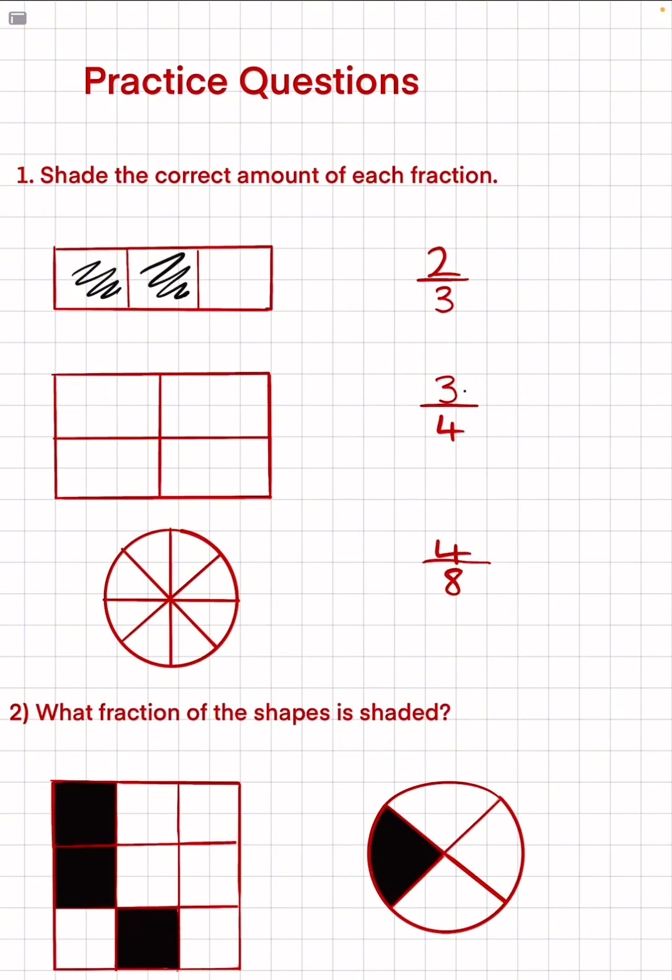This next fraction, we've got 4 parts, 1, 2, 3, 4. And out of the 4 parts, 3 are shaded. So you can shade any 3 parts. This next fraction, we've got 8 parts, 1, 2, 3, 4, 5, 6, 7, 8. And out of the 8 parts, 4 of them are shaded. So you can shade any 4.